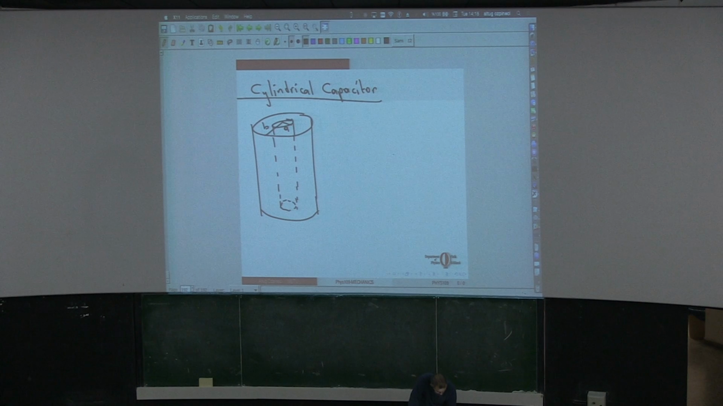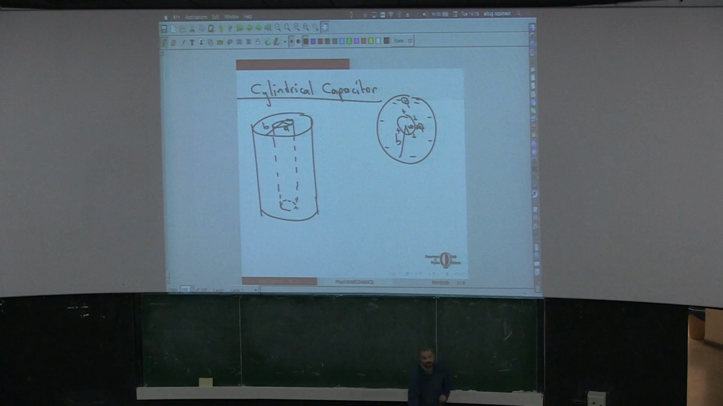So let's see, if we look at the top view, this is A, this is B. If, let's say, we put some positive charge inside, and then in the inner surface of the outer shell, we will have some negative charges accumulated. So here inside we have a plus Q charge, outside we will have a minus Q charge.